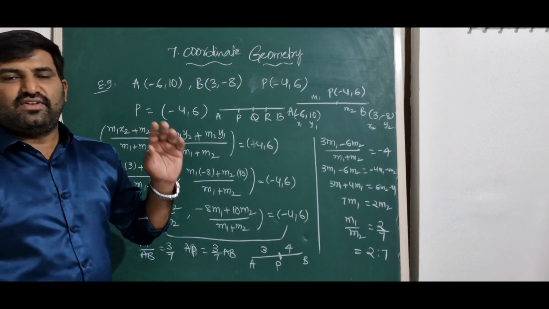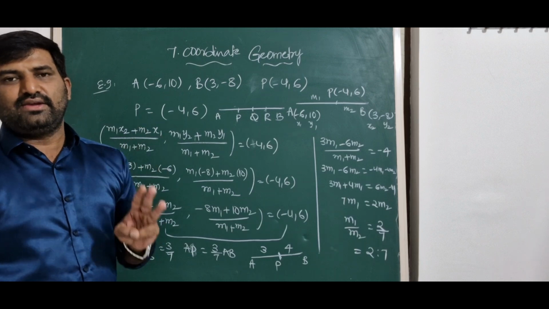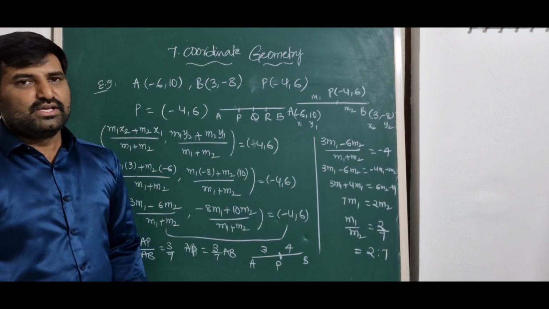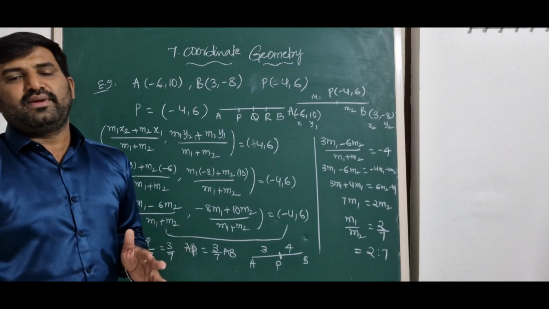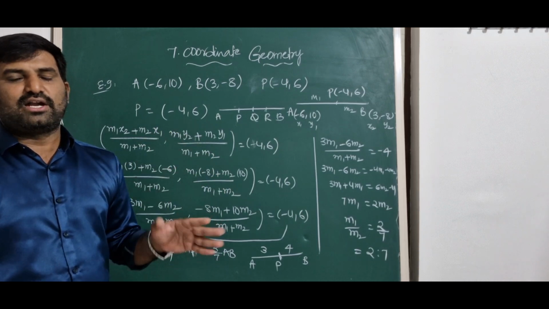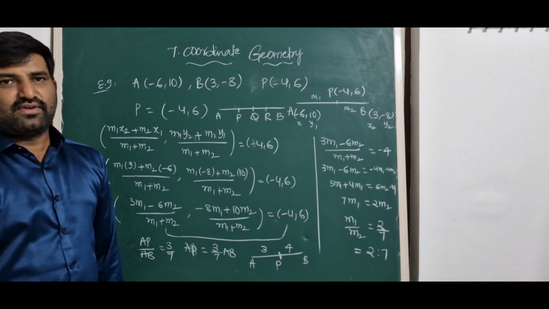So case study questions will be asked. In total there will be 3 questions: 2 questions on the section formula and 1 question on the distance formula. Each and every topic in this chapter will be covered. Practice the textbook questions carefully and automatically you can score full marks from this chapter. You will get 4 to 5 marks from this chapter.